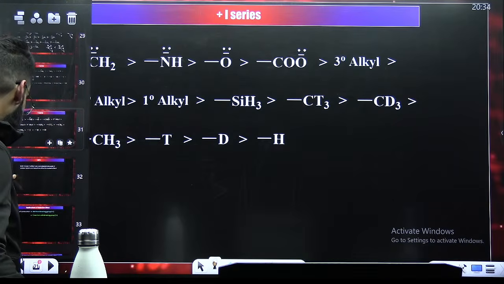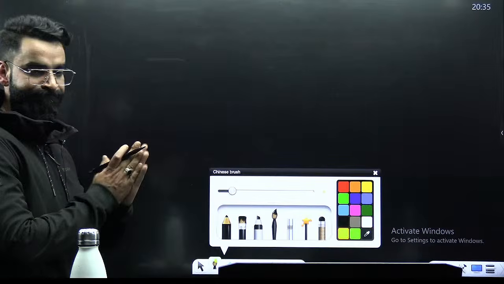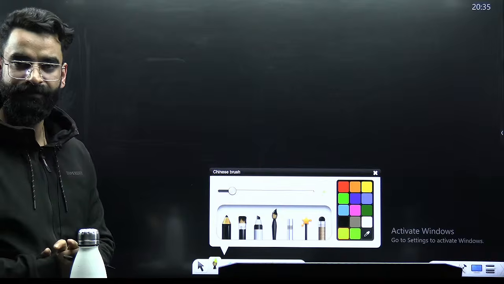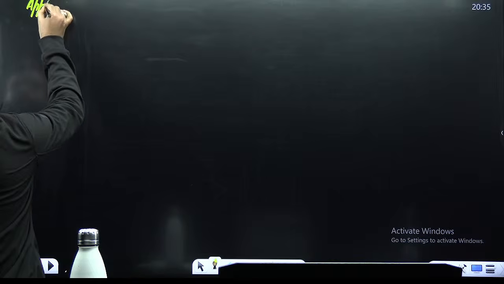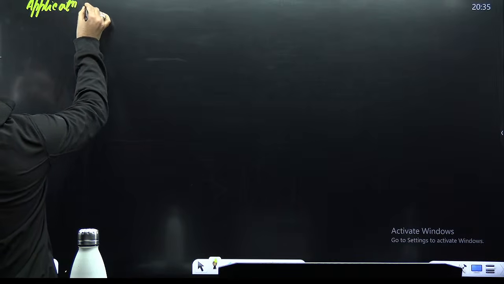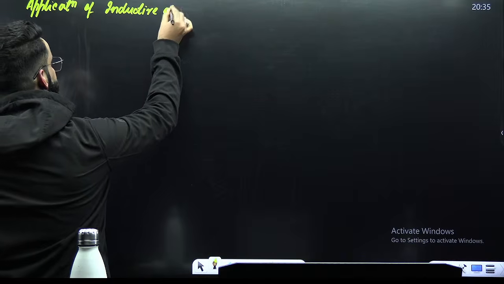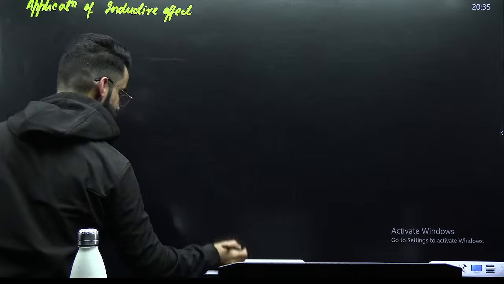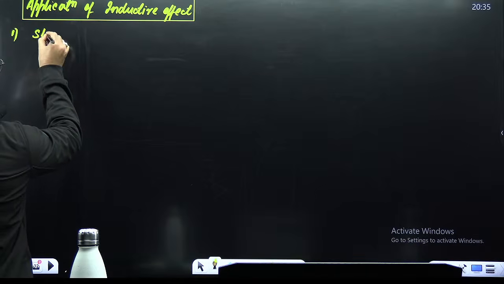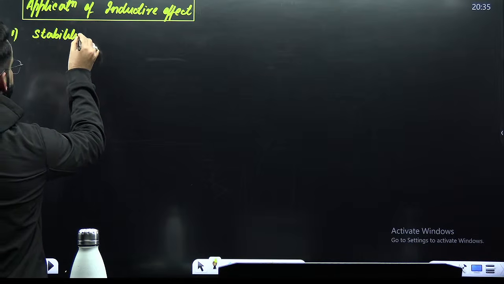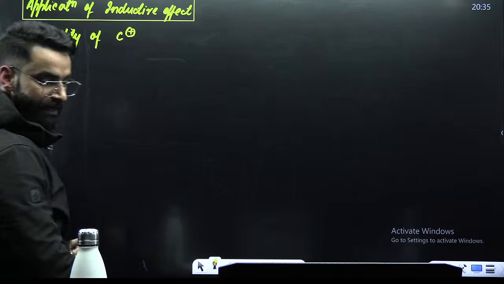Now comes a point with the help of which we are going to solve the questions. Where do we use this inductive effect? My dear students, the first application of inductive effect is the stability of a carbocation.